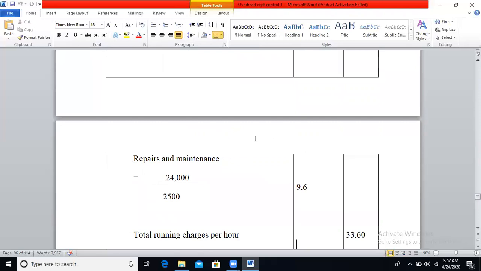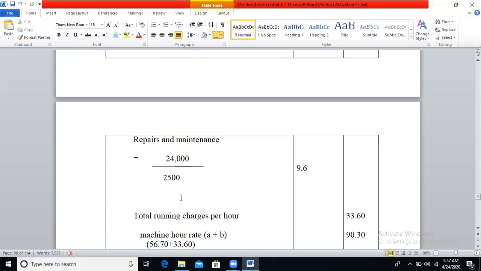Then repairs and maintenance. The total value of repairs and maintenance will be 24,000 divided by yearly working hours of the machine. So working hours of the machine will be 2,500. Only when they have given the repairs and maintenance for the estimated life, then here you have to consider the estimated life of machine in hours. Otherwise, you have to consider the working hours, whether it is weekly, monthly, or yearly.